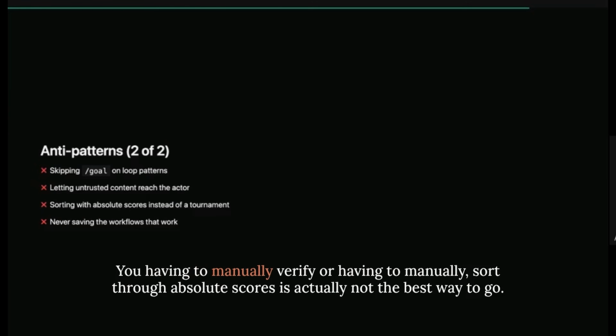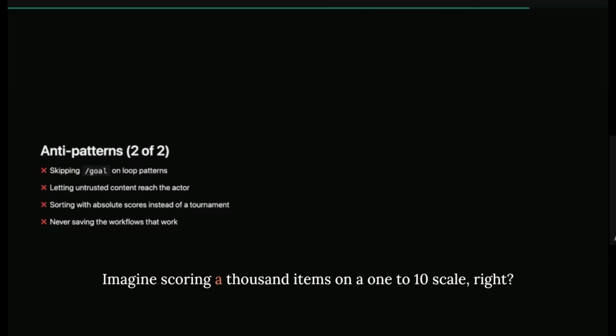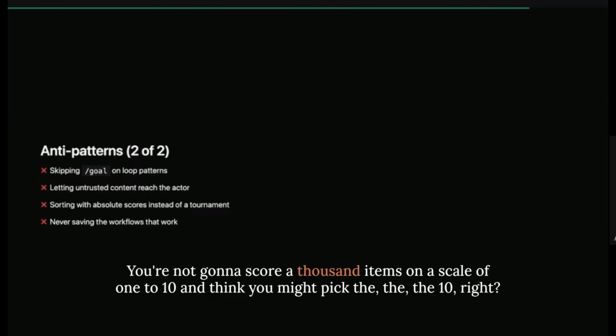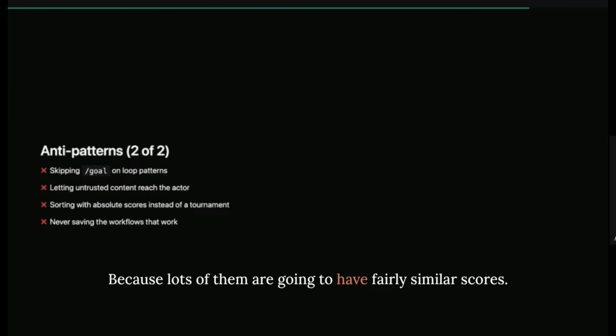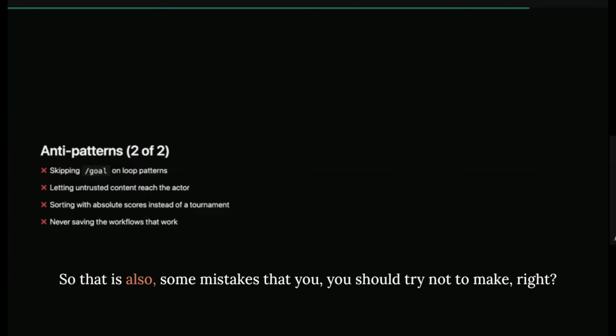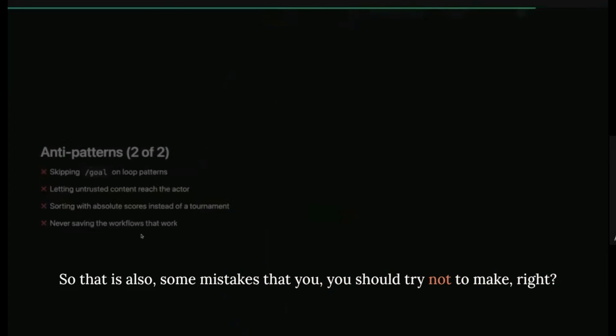Manually verifying or sorting through absolute scores is actually not the best way to go. Imagine scoring 1,000 items on a 1 to 10 scale. That is not going to work. You're not going to score 1,000 items on a scale of 1 to 10 and be able to pick the 10, because lots of them are going to have fairly similar scores. So the pairwise tournament is going to be more accurate. That is also a mistake you should try not to make.